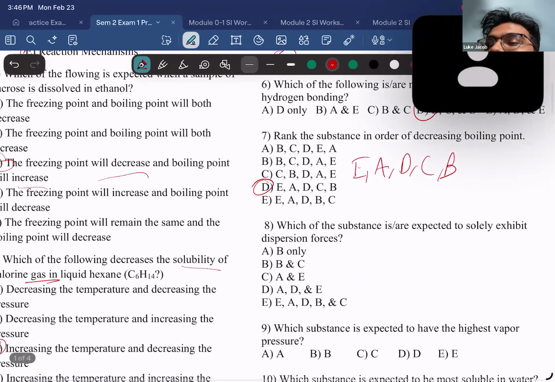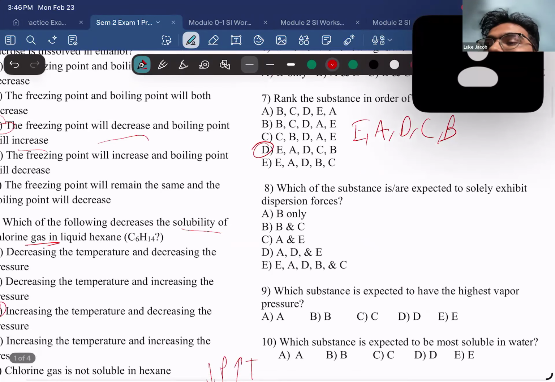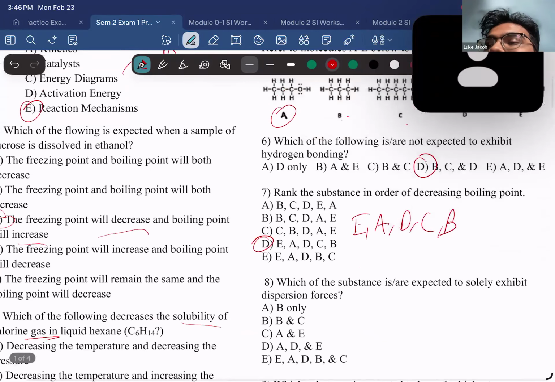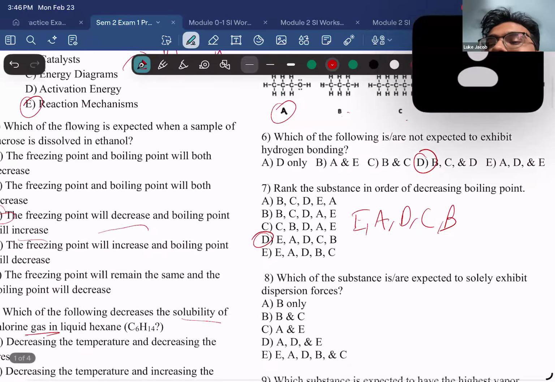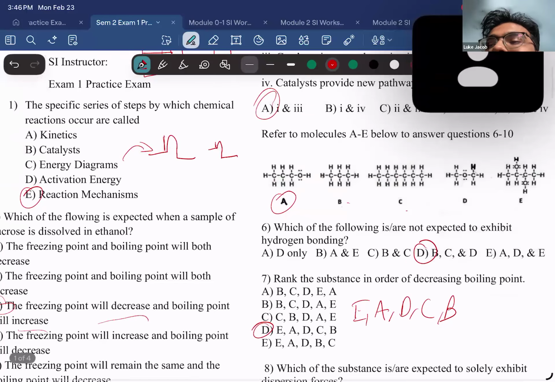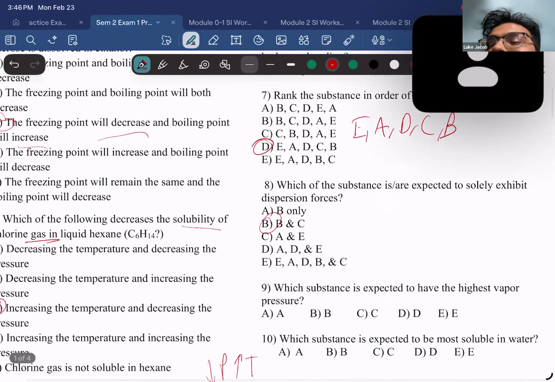Okay. All right. Which of the substances is/are expected to solely exhibit dispersion forces? That would be B and C. Every substance here displays dispersion forces. Anything that has electrons displays dispersion forces. However, the only ones with solely dispersion forces would be B and C, because D has a dipole, and E and A have hydrogen bonding.